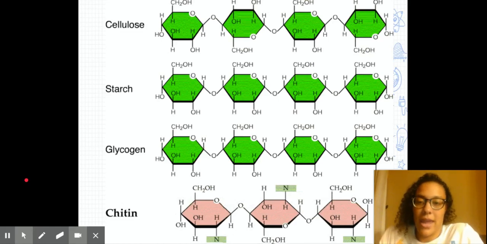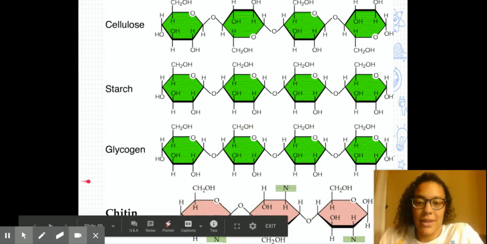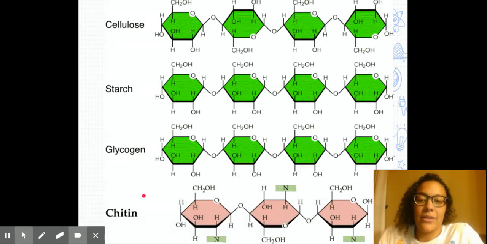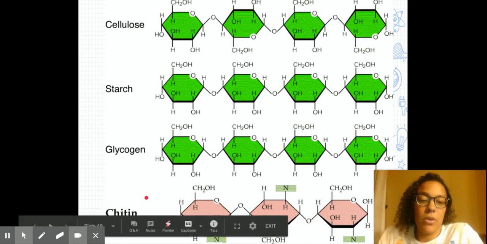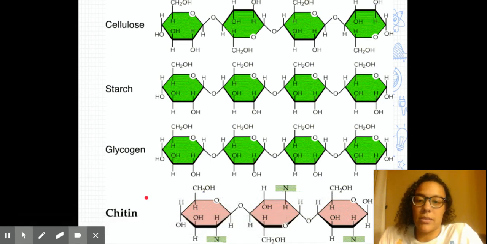Glycogen is for animals, and starch is for our plants. Anyway, chitin is for our exoskeletons. And again, that one is quite a bit different in our structural components and therefore their overall functions, because it's going to be a little more for movement and support.